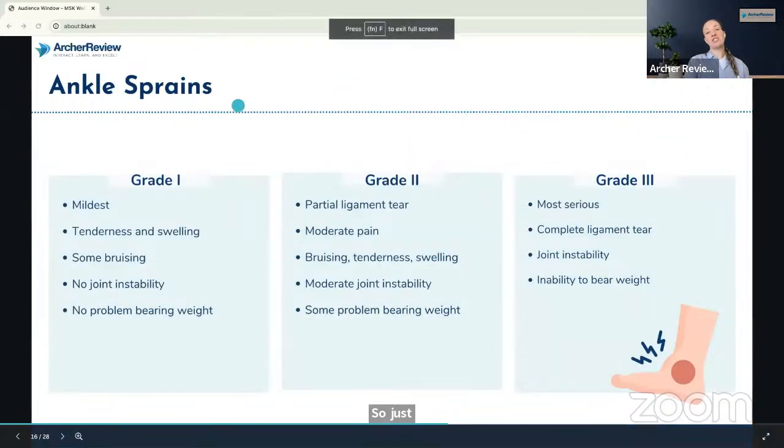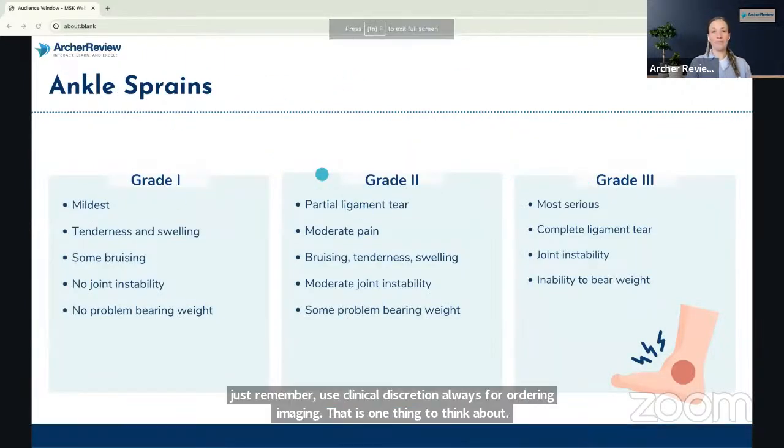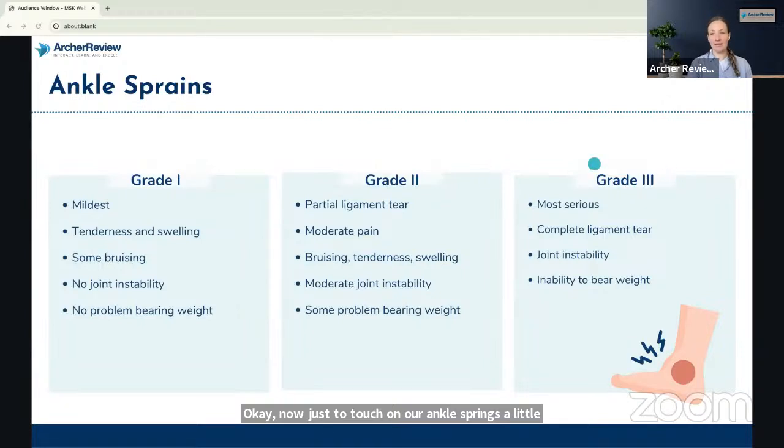Okay, now just to touch on ankle sprains a little bit, we have different grades, and that helps us to think about how severe the ankle sprain is. This is so, so common. What we think about with an ankle sprain is ligament laxity in the ankle. Our foot should be able to move up and down, so we have flexion and extension in the foot. And then we also have the movements inversion and eversion. And so when we are testing for ligament injuries in the foot or ankle sprains, we're testing for instability or laxity in those ligaments, okay?